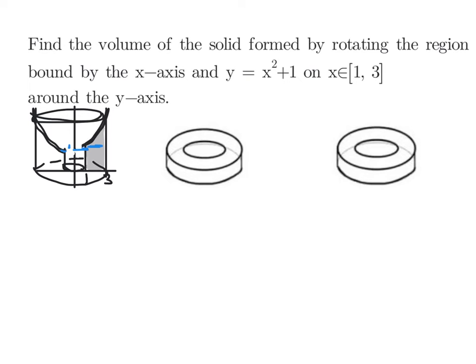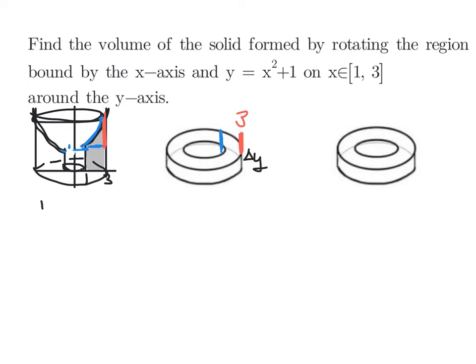First, let's think about just the top region. Since our area we're thinking of as a horizontal area, the depth of our disk is going to be delta y. And for the top region, we need to identify our outside function and our inside function. So the outside function goes out to here, which will be 3. The inside function is going to be the curve.